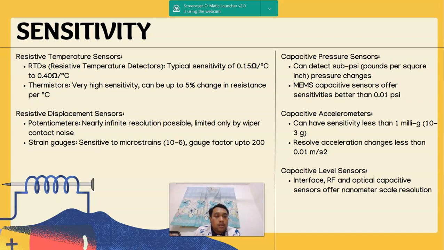For the capacitive pressure sensor, it can detect sub-PSI, or pounds per square inch, pressure change. MEMS capacitive sensors offer sensitivity better than 0.01 psi. The capacitive accelerometer can have a sensitivity of less than 1 milligram, or in the 10 to 3 gram range. It can resolve acceleration change less than 0.01 meter per second. For the capacitive laser sensor, the interface of RF and optical capacitive sensors offers nanometer-scale resolution.